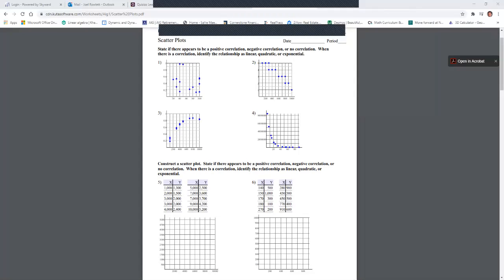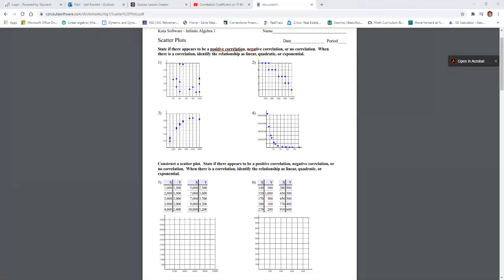Okay, so this section is on scatter plots, and we have watched a couple of videos, and now we're going to look at some practice problems before I turn you loose on your own. If you look at problem number 1, first of all, directions say to state if there appears to be a positive correlation, a negative correlation, or no correlation, and if there is a correlation, describe it as linear, quadratic, or exponential.